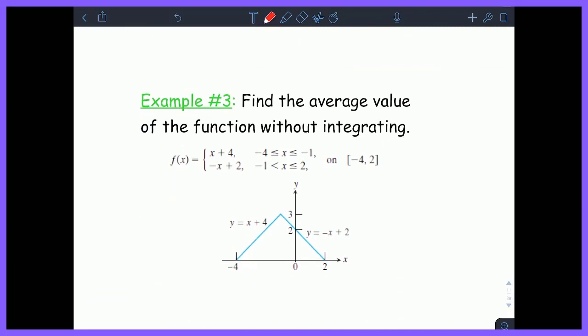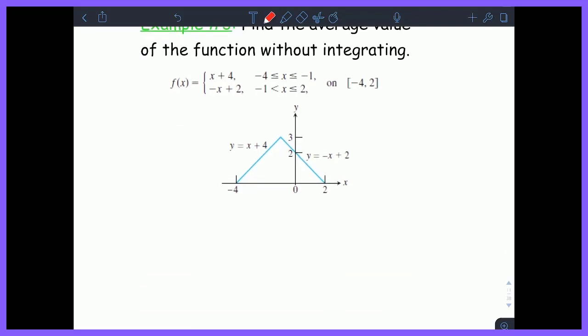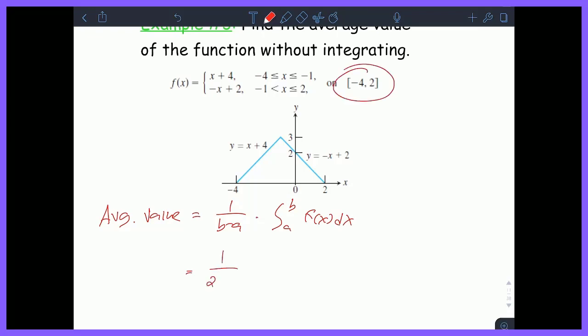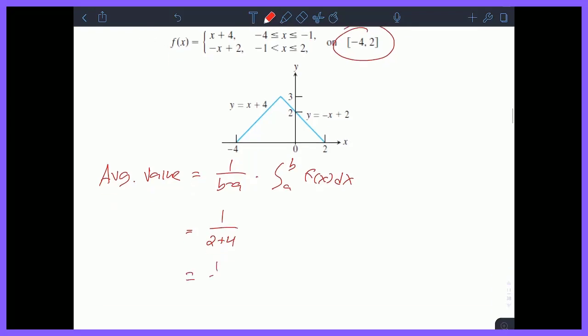Number 3, find the average value of the function without integrating. So let's use geometry. So you have a nice triangle here. Remind ourselves of the average value. The average value is equal to 1 over b minus a times the integral from a to b of f of x dx. Obviously 1 over b minus a is quite easy. The interval is -4 to 2, so it would be 1 over 2 minus negative 4, which is 1 over 2 plus 4, which is 1/6.